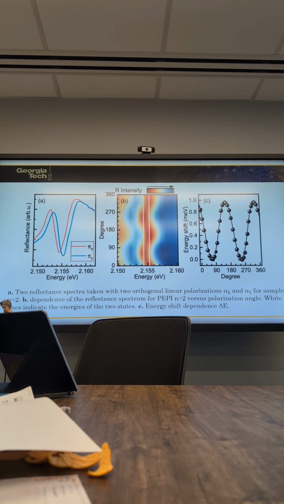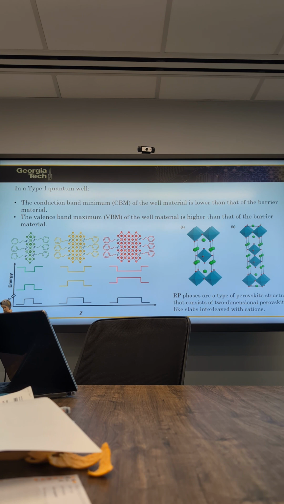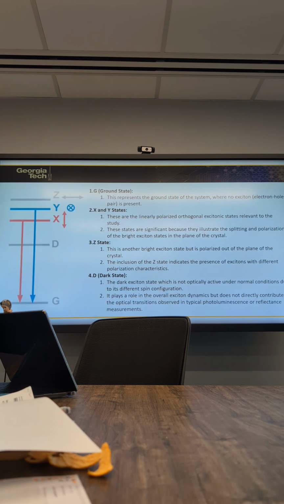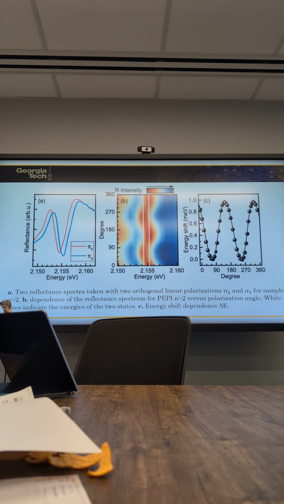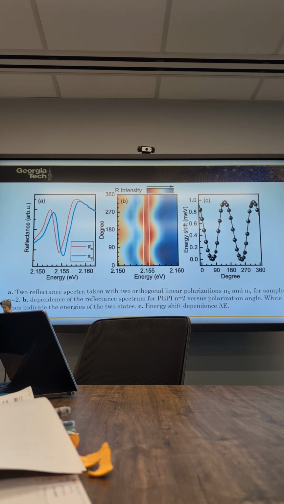And then in C, they use the energy shift dependence, right? And how the energy changes, and they mentioned they use this plot to calculate the difference of energy between the states that we create. So if you remember these states, they want to calculate exactly the different states: which is X, which is Y, which is Z, which is this difference. And they use this energy shift. They didn't mention how, maybe that's a question: how they use this C data to calculate this energy shift.